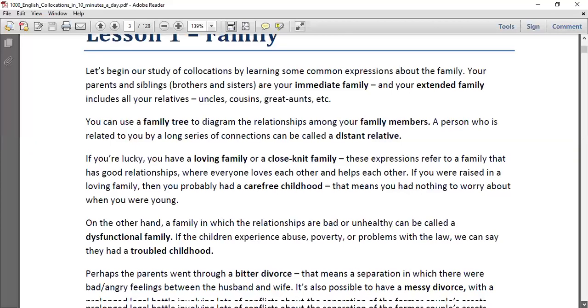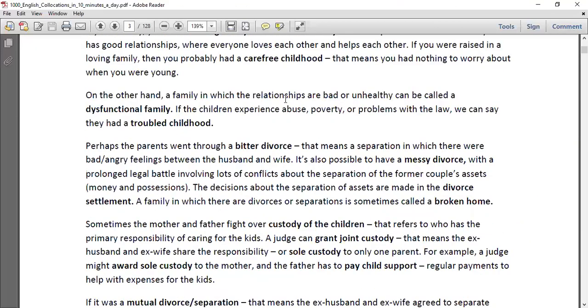On the other hand, a family in which the relationships are bad or unhealthy can be called a dysfunctional family. The family where there are problems, troubles among the members. If the children experience abuse, poverty, or problems with the law, we can say they had a troubled childhood. So troubled childhood is the opposite of carefree childhood. Perhaps the parents went through a bitter divorce. Bitter is a taste of coffee, you know, sour, sweet, and bitter. Bitter divorce means a separation in which there were bad or angry feelings between the husband and wife.